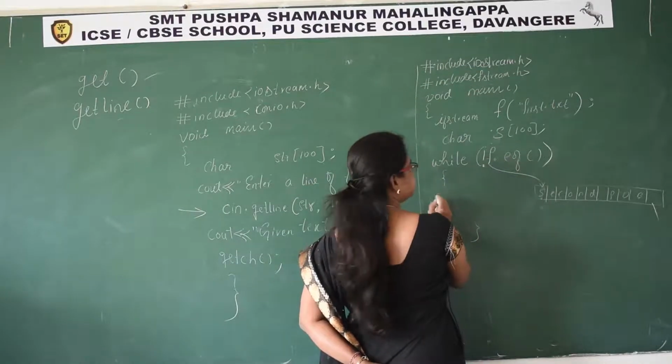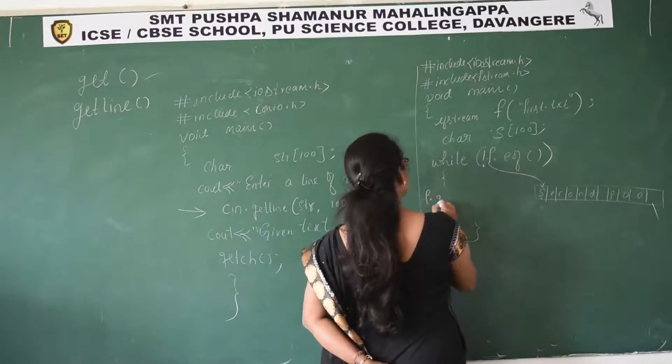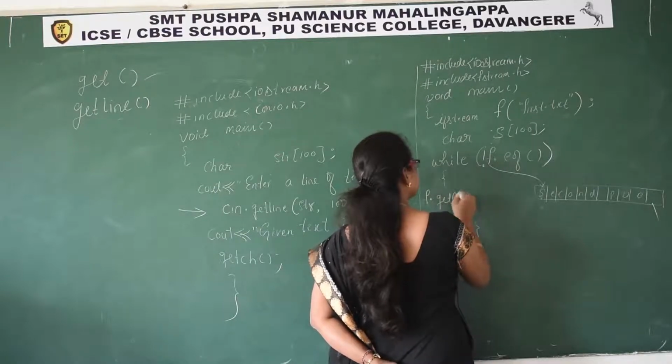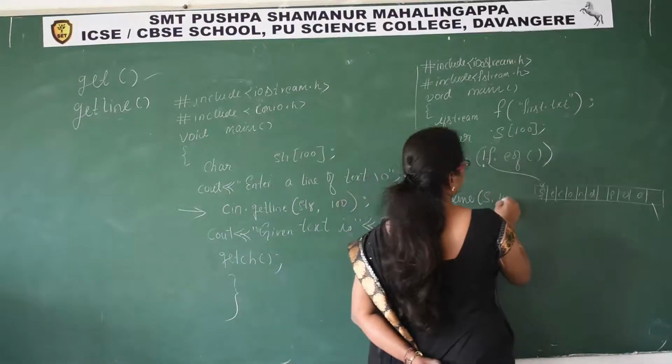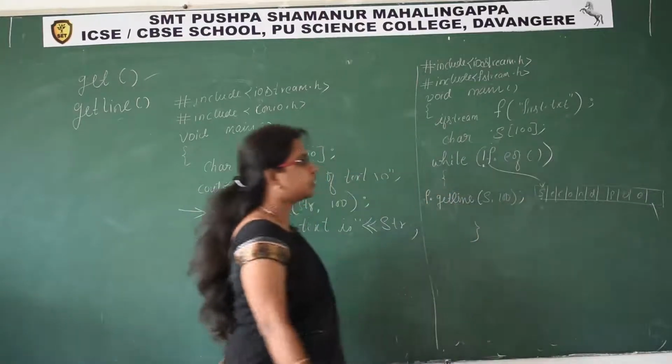Then f dot getLine, s comma 100. Like that you can write.